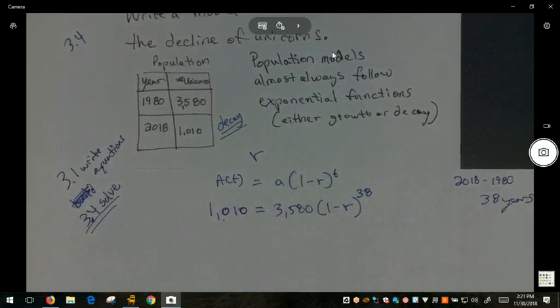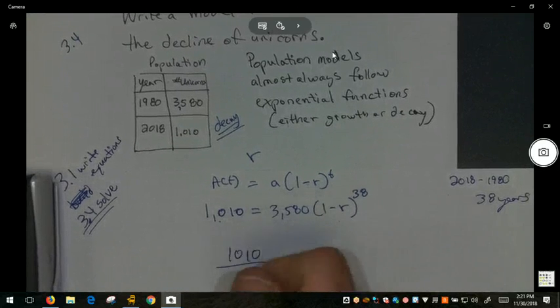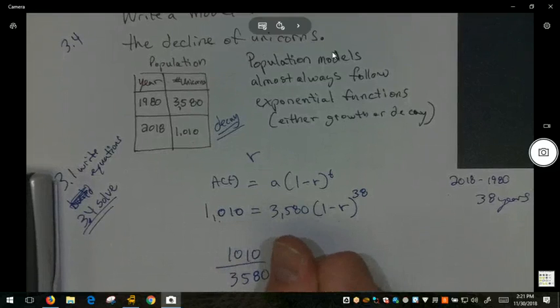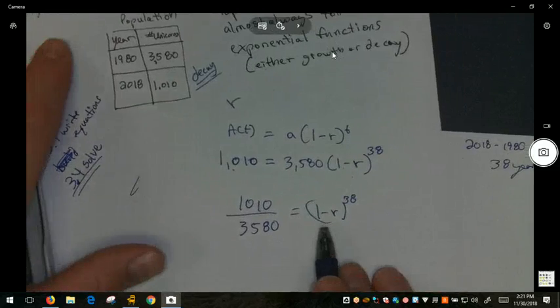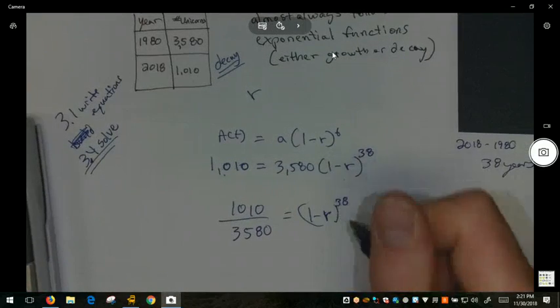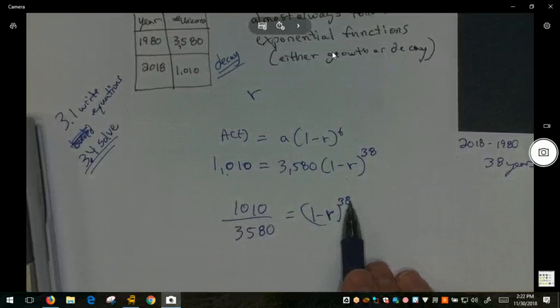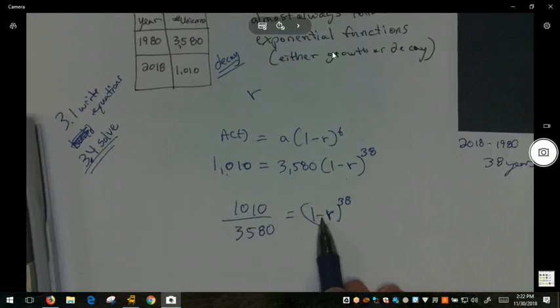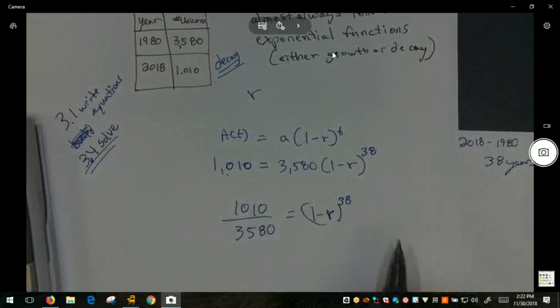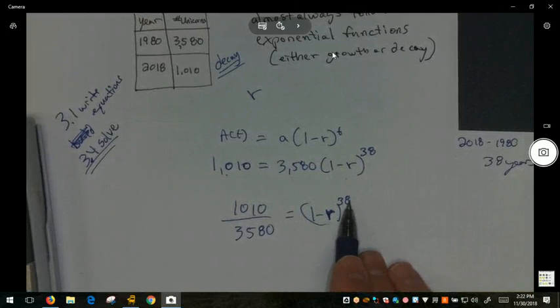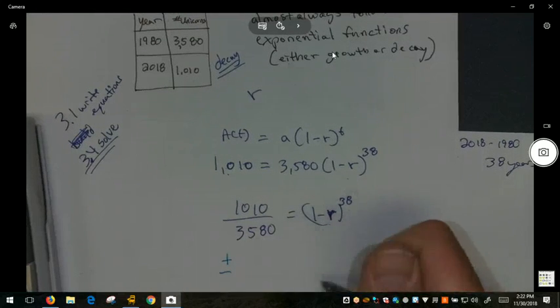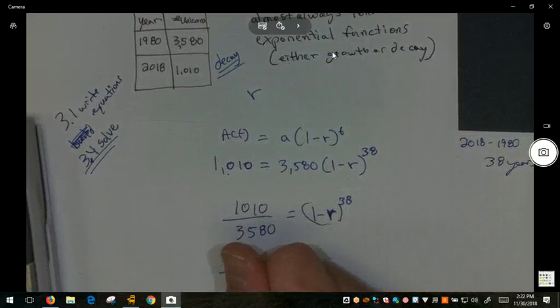So my first step is going to be to divide by 3580. I'm not actually going to do that because I don't want to write the decimal value. I could reduce the fraction, but I'm just going to leave it like that. Now this is where it's different, right? The exponent is not the variable. If it were, we'd have to undo the equation using a logarithm. The exponent is a number, and the variable we're solving for is here. So if this were 1 minus r quantity squared, we would take the square root to undo the squaring. Similarly, we're going to do the 38th root.